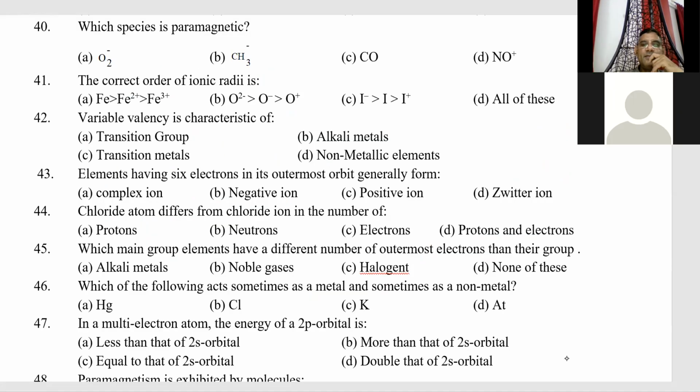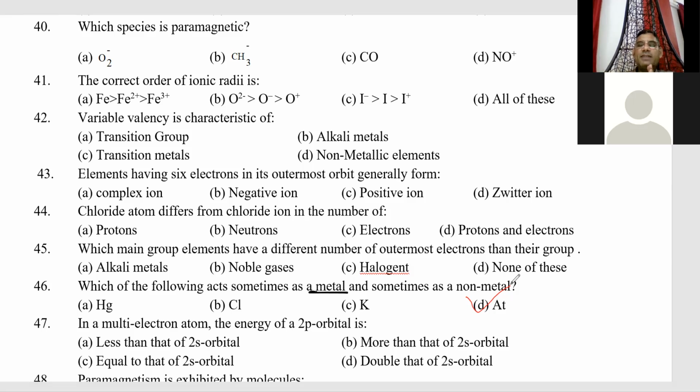Which will act as a metal as well as a non-metal? Which one? 85, astatine. Very good. That's why I insist a lot that you should learn the periodic table. Then only you can manage all these points. So the answer will be astatine, 85. Astatine has both metallic as well as non-metallic properties.